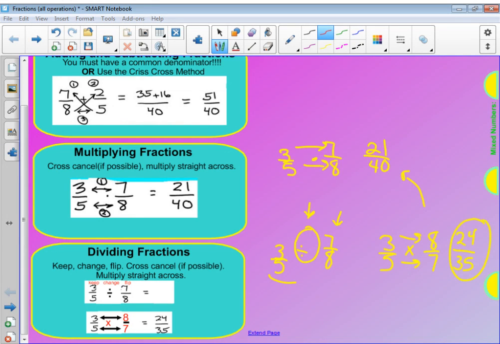So when I multiply straight across here, I get 3 times 1 is 3. 4 times 8 is 32. That's my final answer. So my answer to 3/4 times 1/8 is 3/32. Okay, so let's go through and try that with another set of fractions.